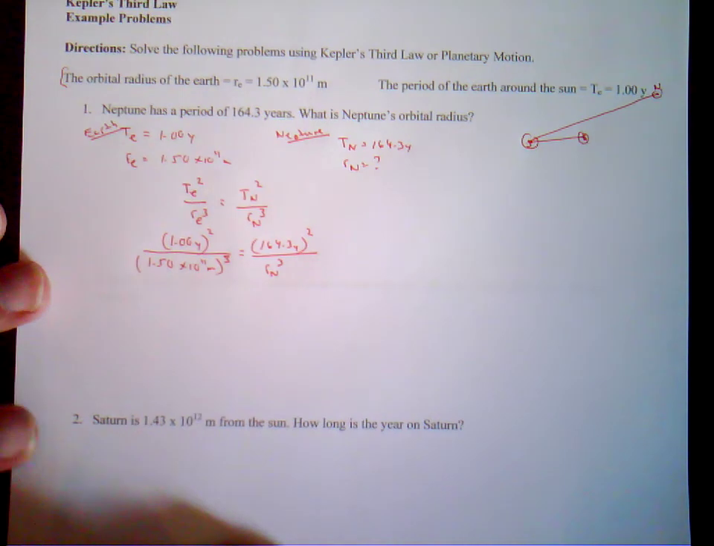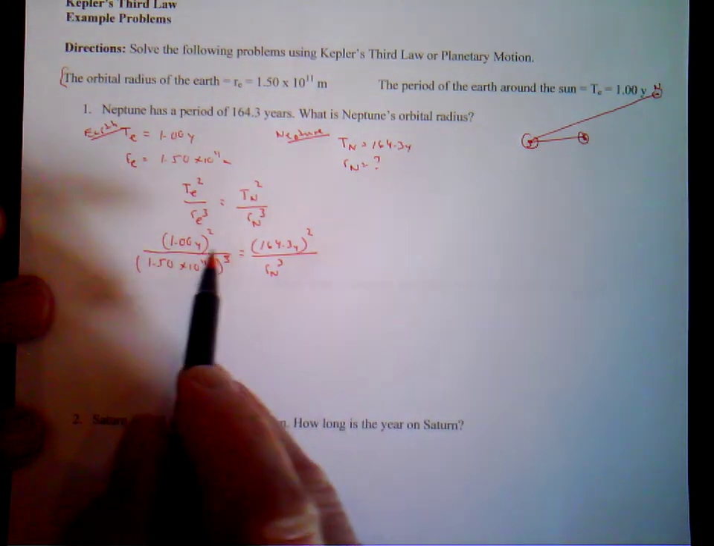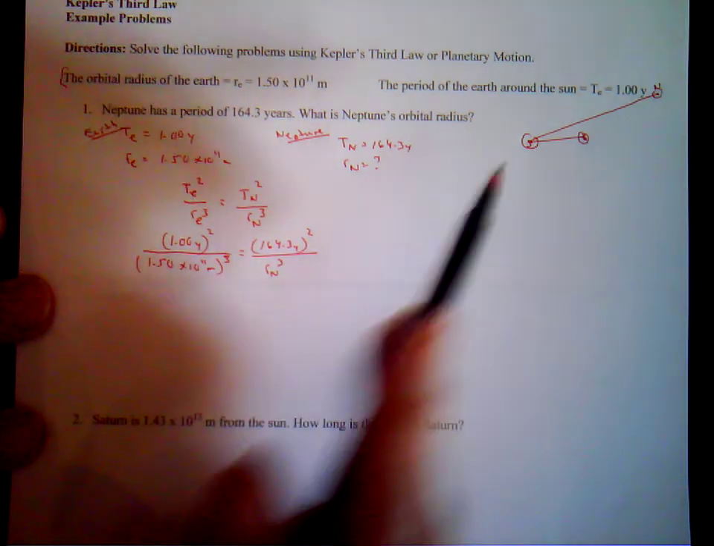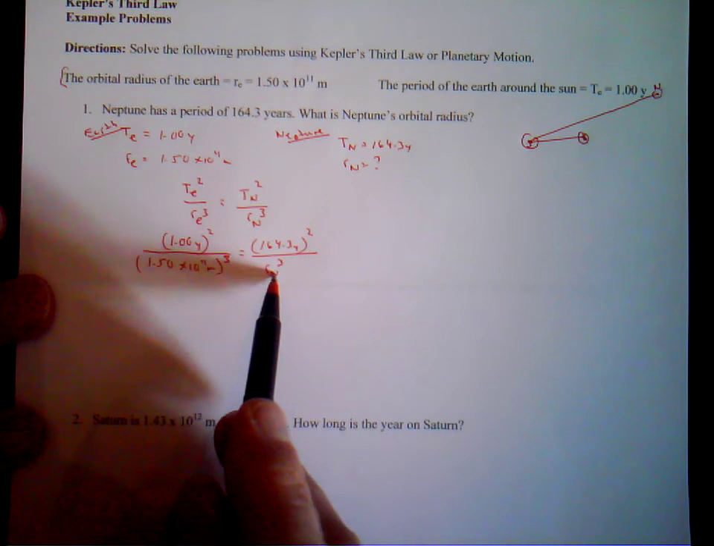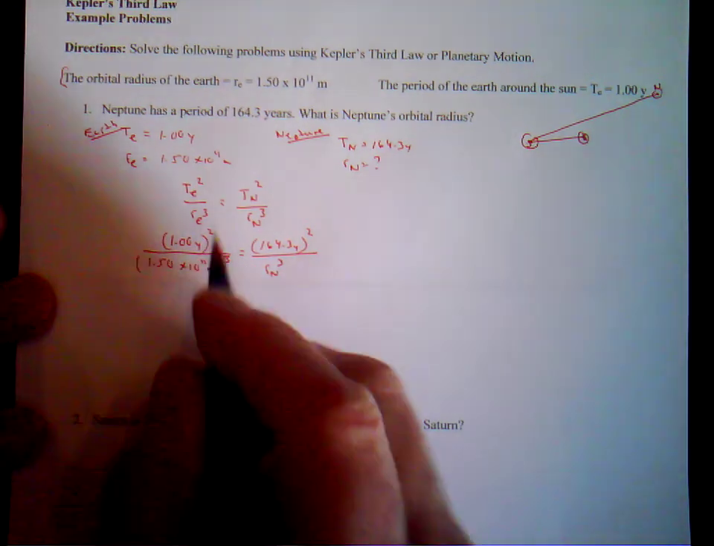cubed. We're going to solve this. It is now just an algebraic equation. This is the physics that we've done. Now we're going to solve for Rn cubed. We move Rn cubed to the other side of the equation. You should know how to do the algebra for this.